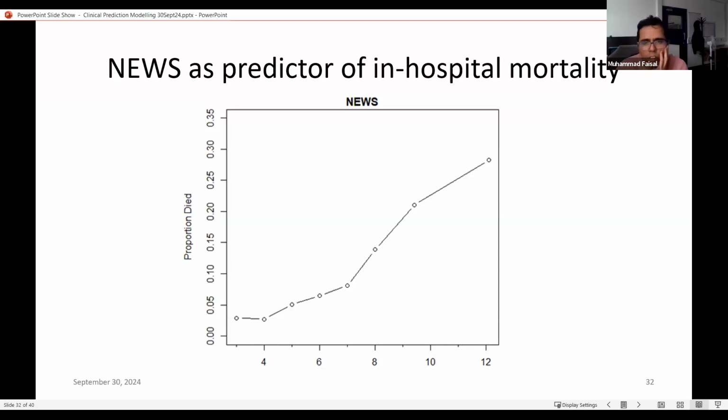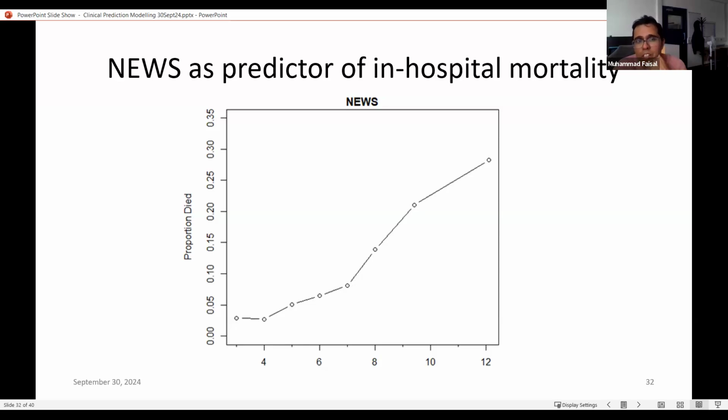And if you look at when the NEWS score was 5, just in the middle here, after that there is really a high peak. And after 7 there is a really steep increase in mortality, because above 7 is where the ICU team, or your ITU outreach team, actually gets involved.